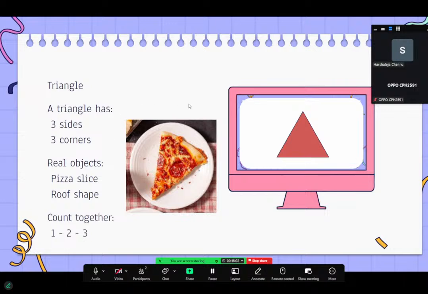So this is a triangle, and for a triangle, you just have to remember it has 3 sides. So if you count them, 1, 2, 3, 3 corners, 1, 2, 3. That's how you know you have a triangle. So some real objects are like a pizza slice or some roof shapes on houses and stuff.